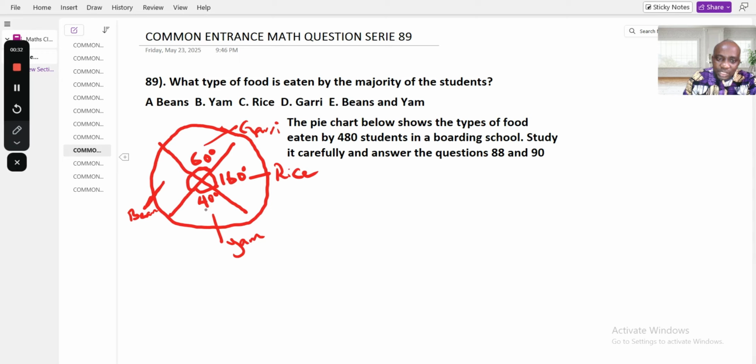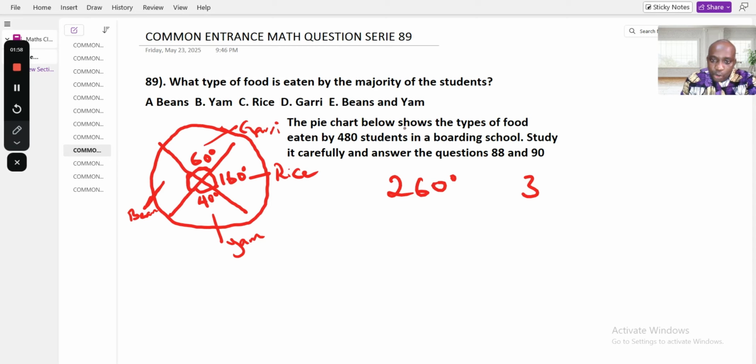If you add 160 plus 40, it's going to give us what? 200. 200 plus 60 degrees is going to give us what? 260 degrees. Therefore, the three places here, garri, rice, yam, everything is 260 degrees. Now this place is missing. What is the degree of this space? Everything is supposed to be 360 degrees, and we have a total of 260 degrees. What is missing there then is going to be 100 degrees.